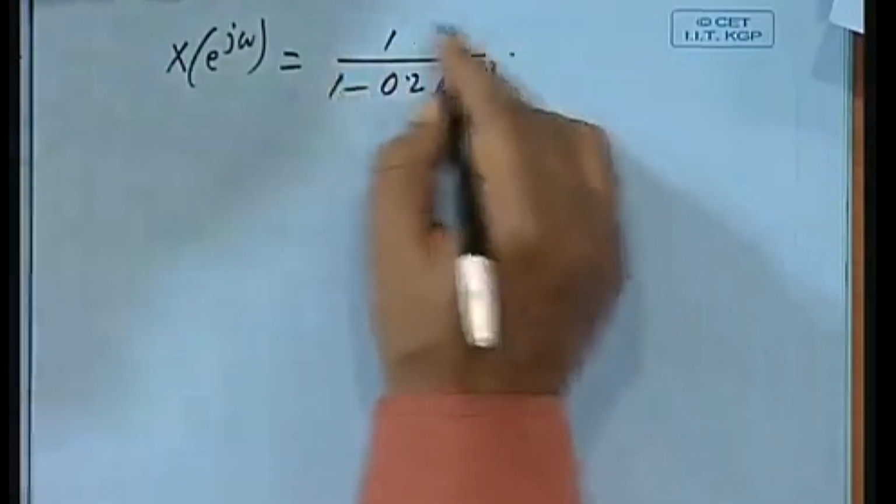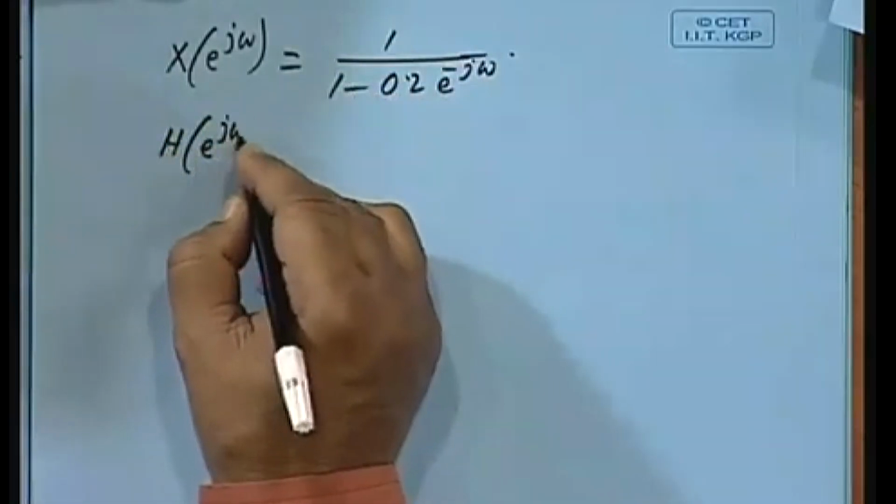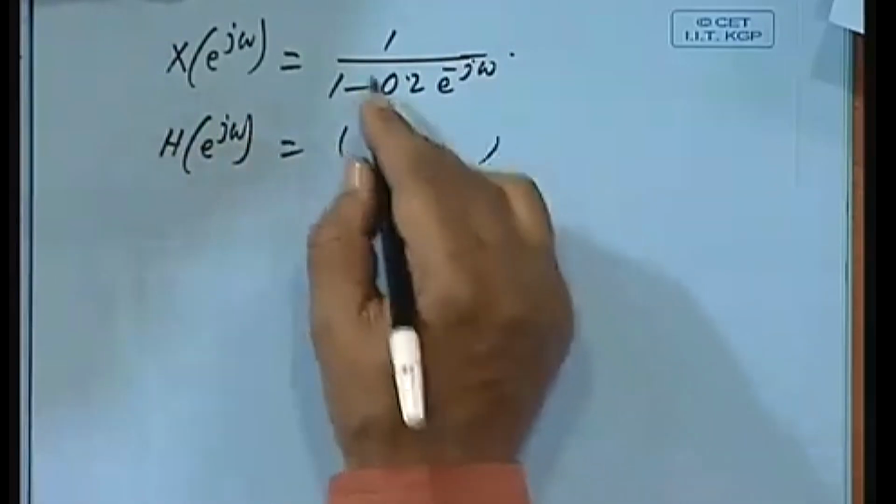So, from here, if you similarly get H e to the power j omega in such a closed form, then take the product and then take the inverse. How do you compute the inverse?